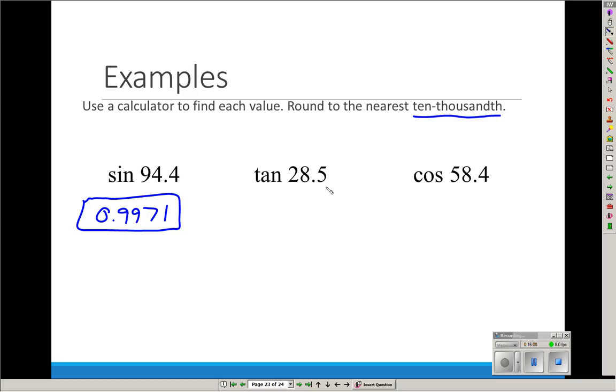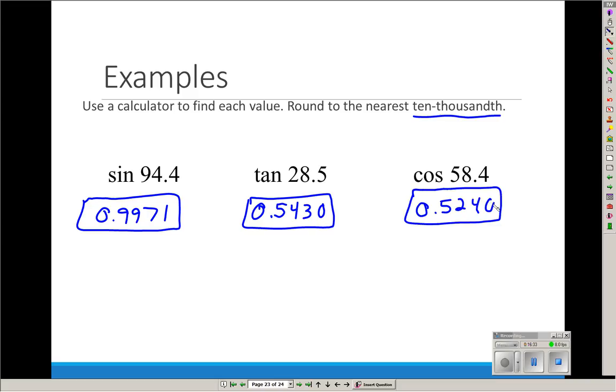Tangent 28.5 degrees. Hit the tangent button, 28.5, enter. You get 0.5430. Cosine of 58.4 degrees. Hit cosine, 58.4, enter. You get 0.5240.